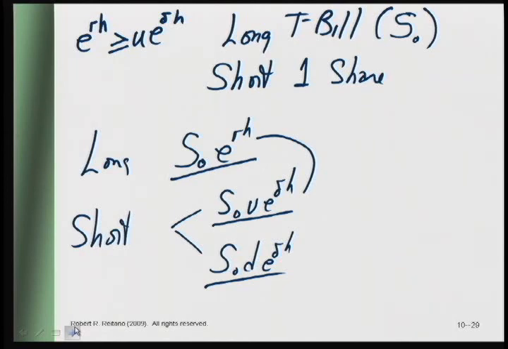And it would be the same, as an exercise, if e to the RH was smaller than the down return. It would be exactly the same. In that case, I would go long the stock and I would short the T-bill.